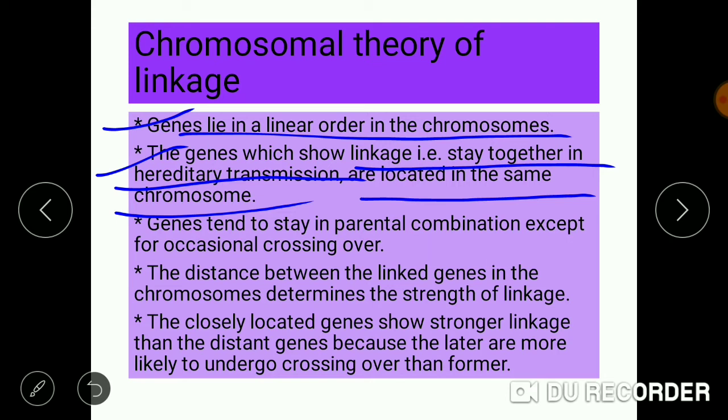The genes tend to stay in parental combination except for occasional crossing over. The distance between the linked genes in the chromosome determines the strength of linkage, while the closely located genes show stronger linkage than the distant genes, because the latter are more likely to undergo crossing over than the former.